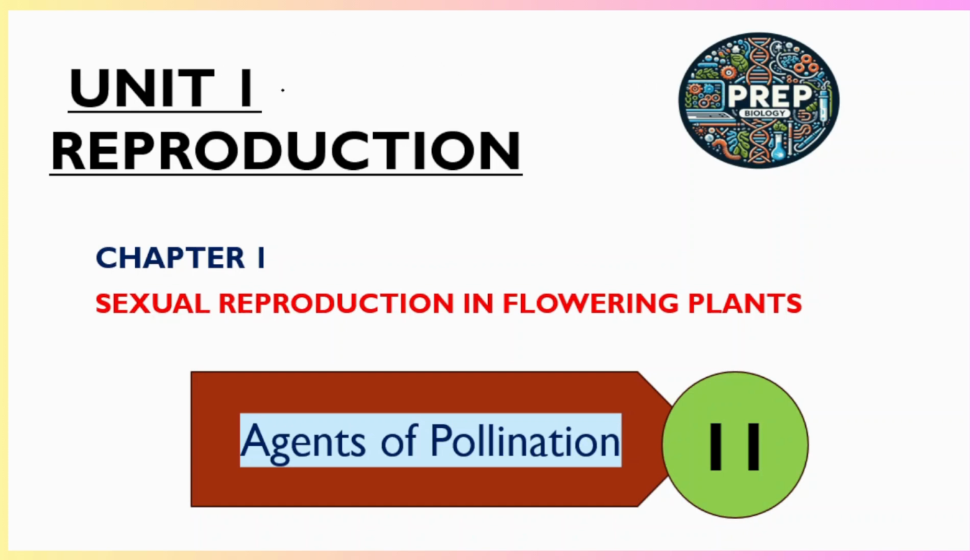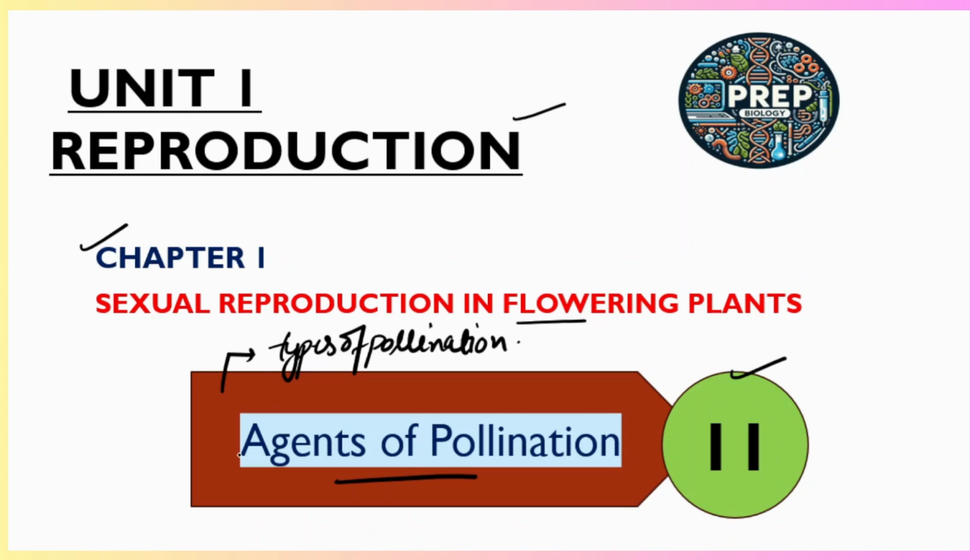So we have started unit 1 of class 12th biology, that is reproduction, and we will continue with this. The chapter number 1, that is sexual reproduction in flowering plants. In this lecture, this is class 11th of this series, we will understand about the different agents of pollination. In the previous lecture, we have discussed the types of pollination. So today, by continuing with that class, we will discuss the different agents of pollination. Let's start with the lecture.